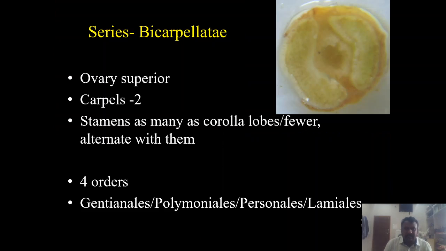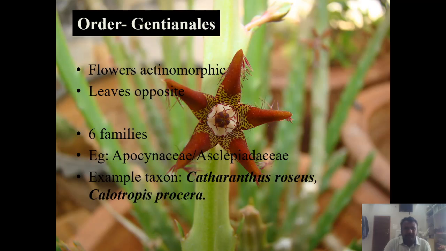The third series of Gamopetalae, Bicarpellate. Ovary superior, carpel number 2. Stamens as many as corolla lobes or fewer, but alternate with the petals. There are 4 orders: Gentianales, Polemoniales, Personales, and then Lamiales. Coming down to Gentianales.